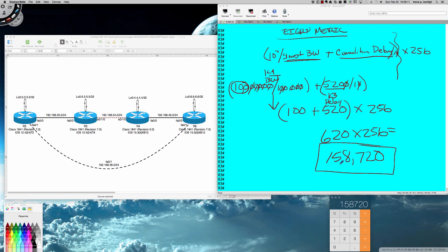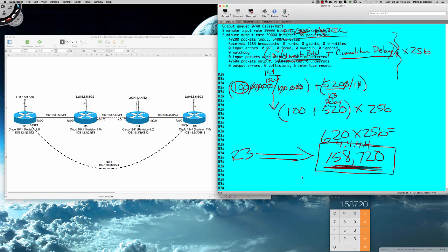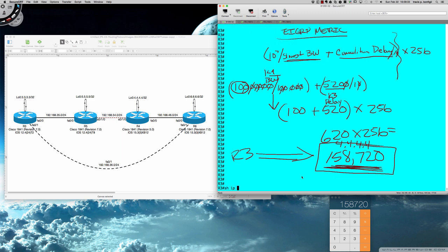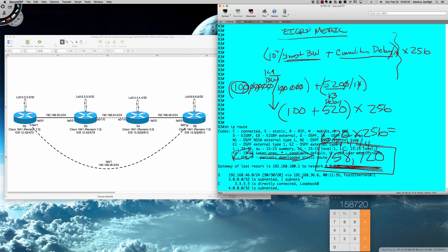So, from R3's perspective, his feasible distance to get to 4.4.4.4 should be 158,720. And even with that big mess on the screen, let's go ahead and say show ip route.